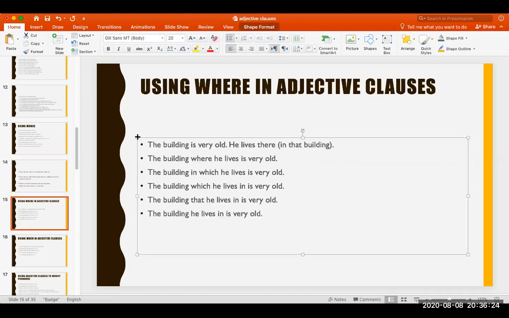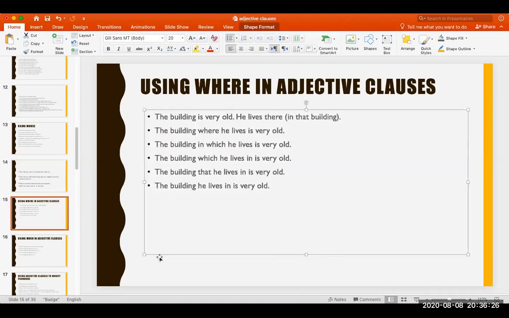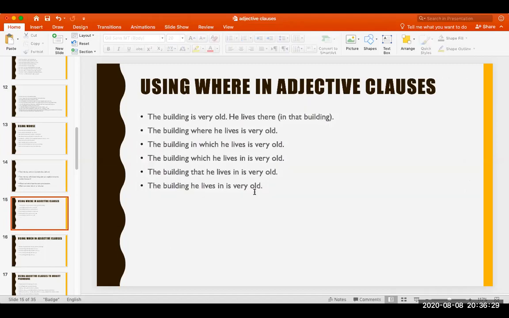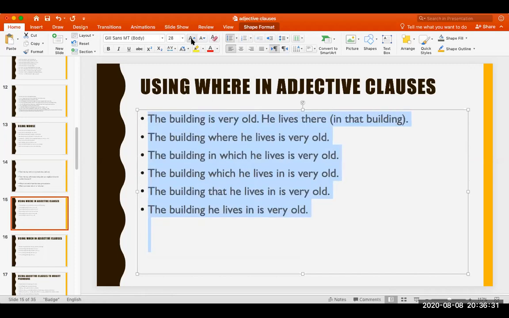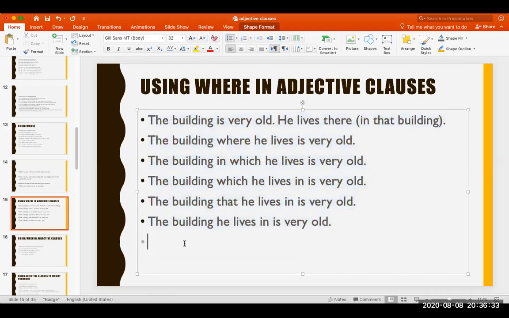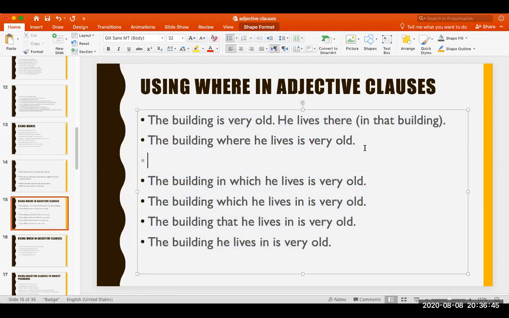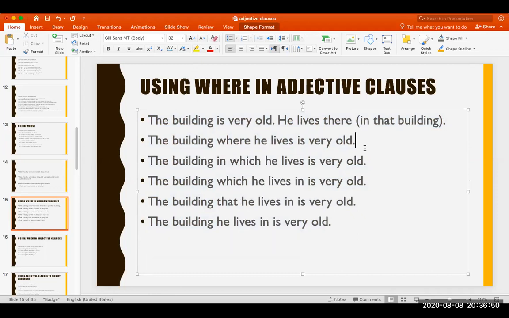Now, look at this, using where in adjective clauses. We spoke about where in noun clauses before, I guess. The building is very old. He lives there, or he lives in the building, or in that building. It becomes the building where he lives, for place. Remember, you don't say when for time, where for place. The building in which he lives. Remember, if you use a preposition, you keep which, you keep whom. And the preposition always comes before which and whom.